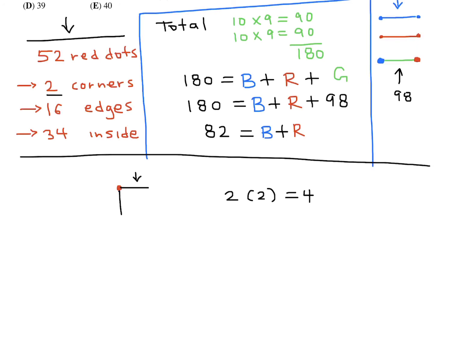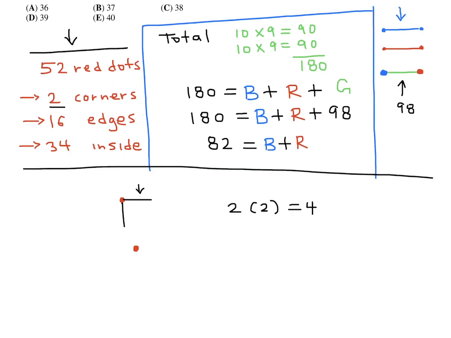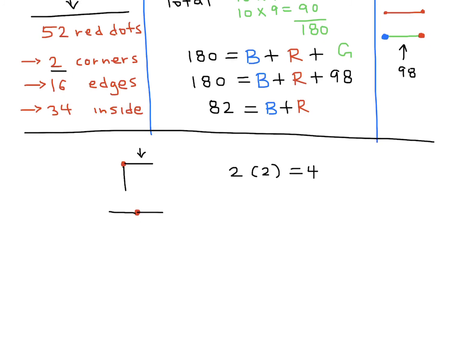Now let's look at the edges. If you have a red dot at an edge, like this is an edge, how many line segments can emanate from it? Well, one going that way, one going that way, and one going down, like that. There'll be 3. So we'll have 1, 2, and 3. 3 line segments can emerge from each red dot that's on an edge. But we have 16 of them, so 16 times 3 is 48 line segments. I'll write that in there, line segments.